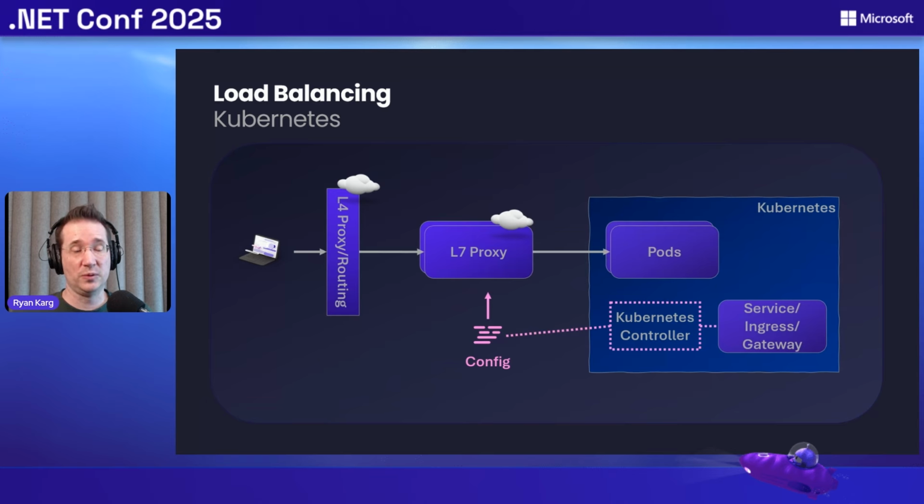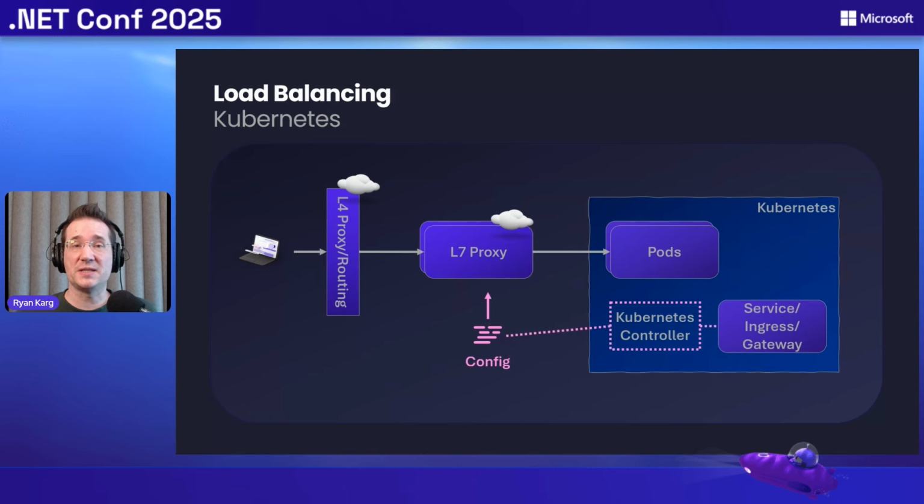And the cloud will run multiple instances of that layer 7 proxy for availability and to allow it to handle higher scale if needed. So then the layer 4 proxy or routing will expose a single IP address that clients are able to contact, and it will forward to one of those layer 7 proxies, which looks at the request and forwards it onto the workload.